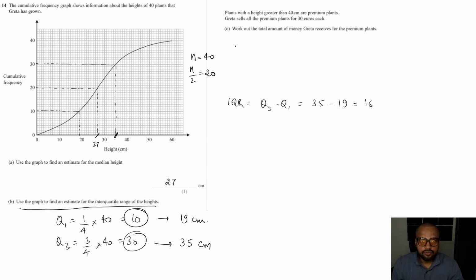Now in the next part, students, they have told us the total money needs to be calculated for the plants greater than 40 centimeters, from here to greater than 40 centimeters, and the data is that they are selling them for 30 euros each.